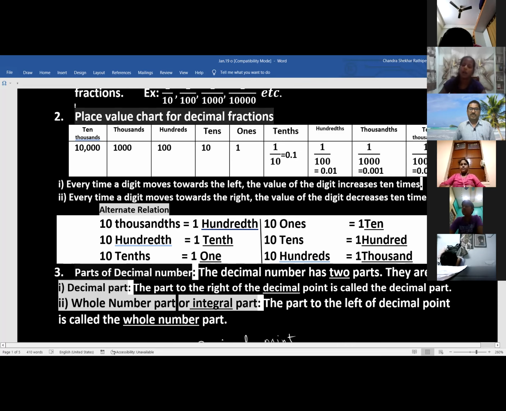Yes, sir. The part to the left of the decimal point is called whole number part or integral part. Very good. You are alert now. Okay, keep it up.